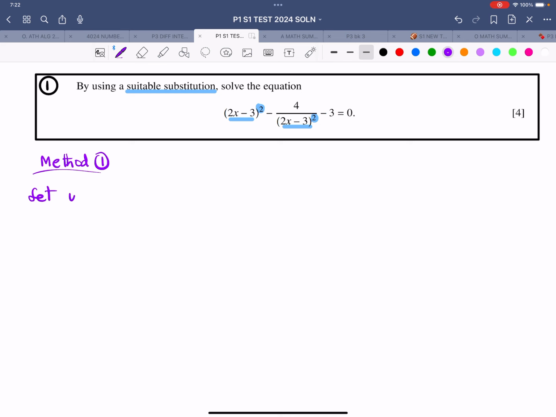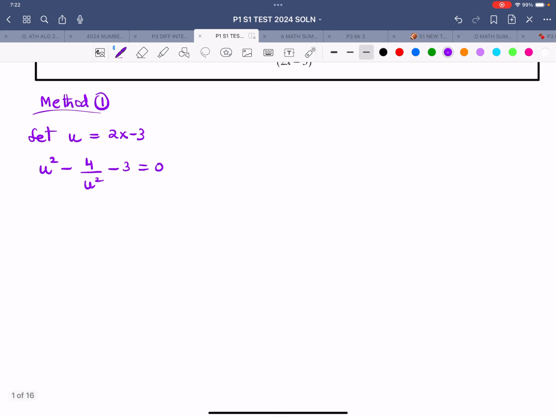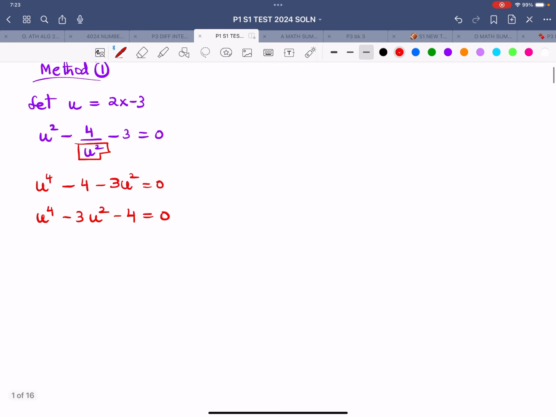If I choose let u equal 2x minus 3, and let me just remove this shading so that it's more visible for you. u is 2x minus 3, so basically this is u squared minus 4 over u squared minus 3 equals 0. Now if I multiply throughout by u squared, I'll get u to the power 4 minus 4 minus 3u squared equals 0. u to the power 4 minus 3u squared minus 4 equals 0. I have written it in the proper order.